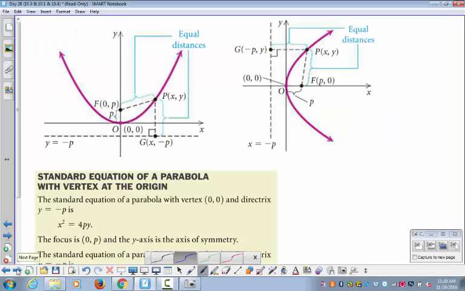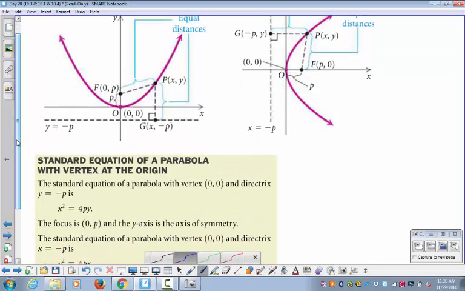Okay. So we will have parabolas that open vertically, parabolas that open horizontally, and the same is true over here. There's going to be this common distance from the focus to the point, and from the point to this directrix. Directrix is a line, focus is a point.